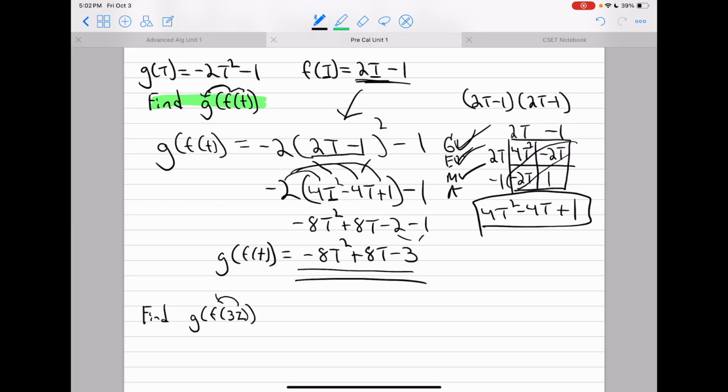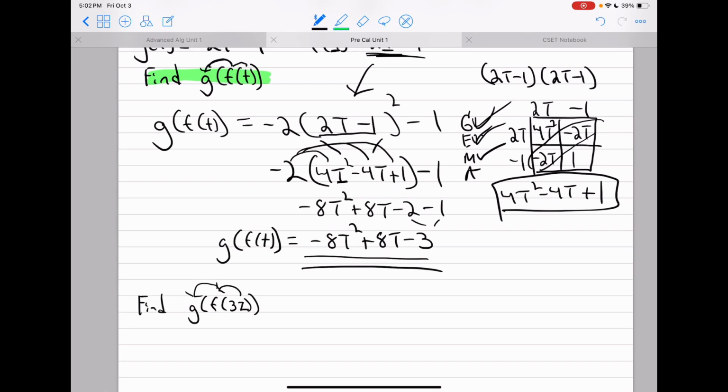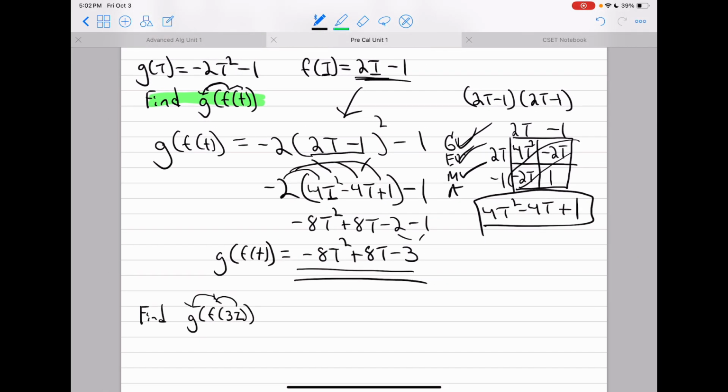Where I see f of t, I'm going to put a 3z in place of anywhere I see a t. Once I get that, I'm going to plug that into g. So let's go ahead and start. And just to remind myself, f of t, I can't see it when I pull this down. Or actually, I can see it right here, so that's fine. So let's plug 3z into f.